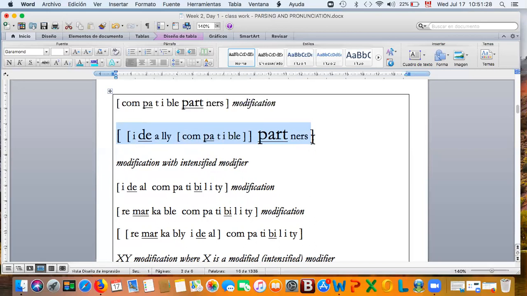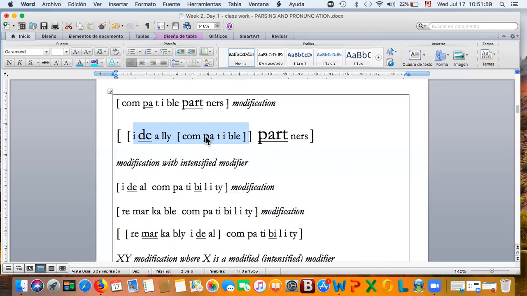So instead of pronouncing ideally compatible partners, which we could do when we're speaking very slowly, at the normal rate of speech we don't like the sound of that. And we invert the relative accents of these two. So that gives us ideally compatible partners. Those two are ideally compatible partners.